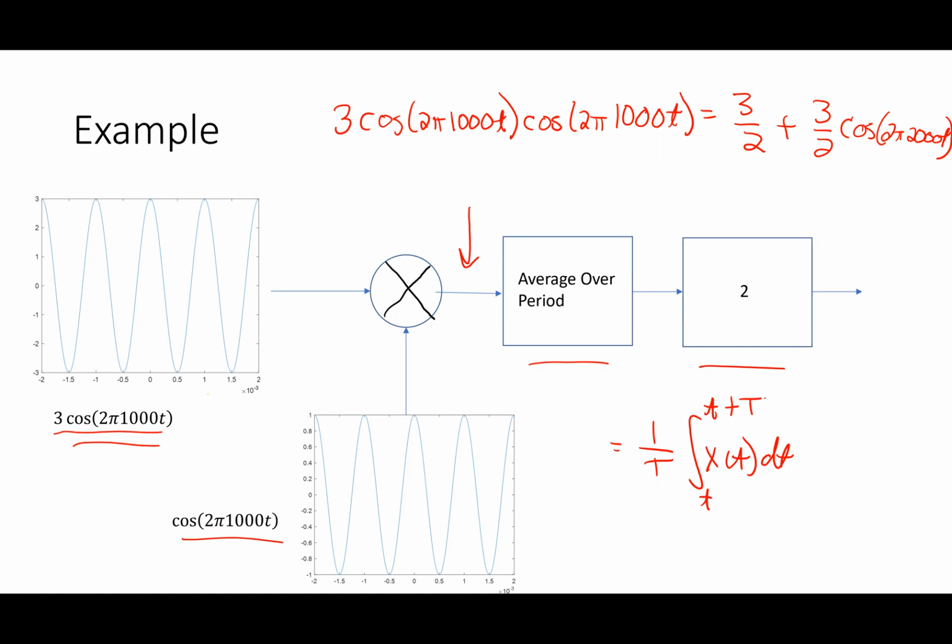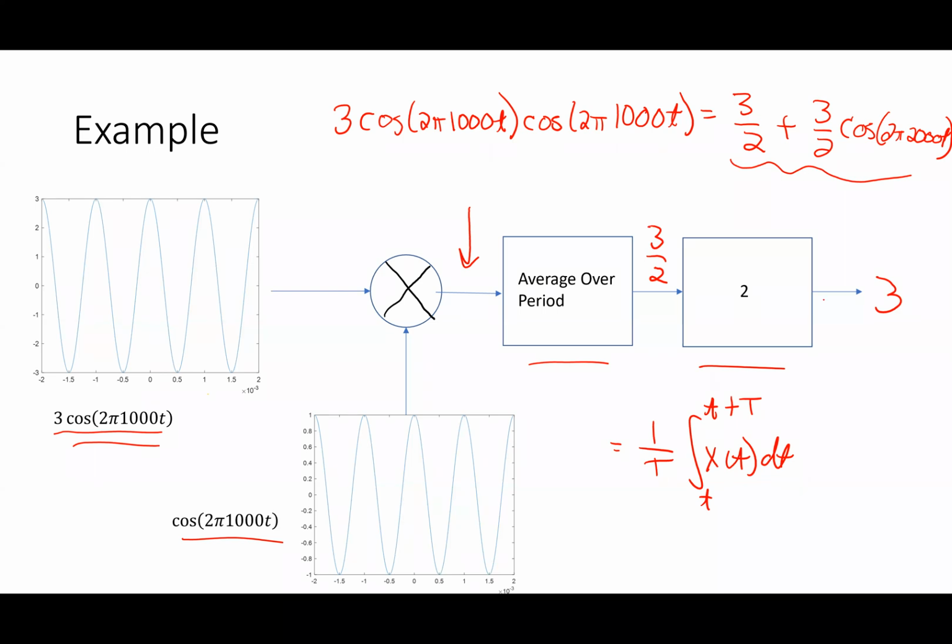Technically it could be from t minus capital T to t. There's a couple of ways to write it. That's an average over a period. Now, if this was the waveform I had, 3/2 plus 3/2 cosine 2 pi 2000 t, I don't need to do any math on that. What's the average value of cosine over a period? 0, right? So the result here better be 3/2. If I take 3/2 and multiply it by 2, it becomes 3.